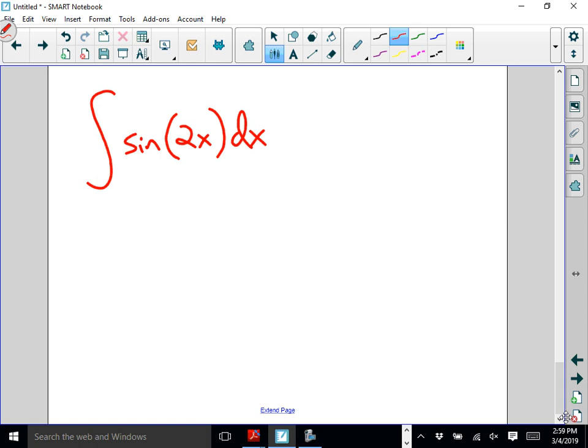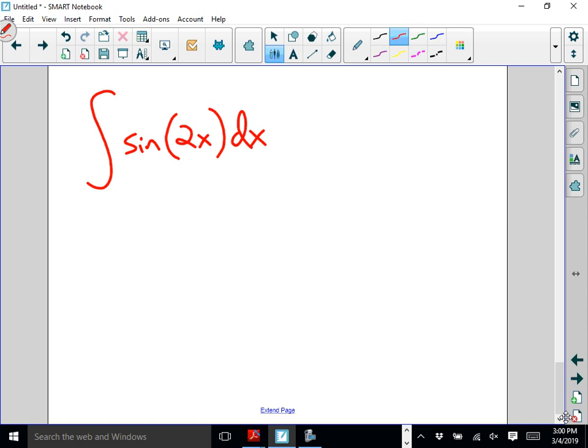Now you might say, Mr. Hartz, well, where's the function I choose for u and its derivative that shows up? Well, what's the derivative of 2x? Well, that's simply 2. Now, there is no 2 in here. However, there is a 1, and I can always adjust coefficients.